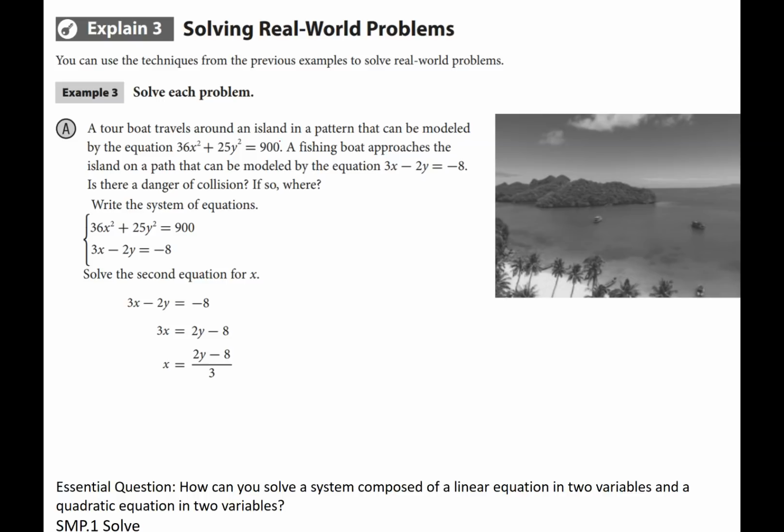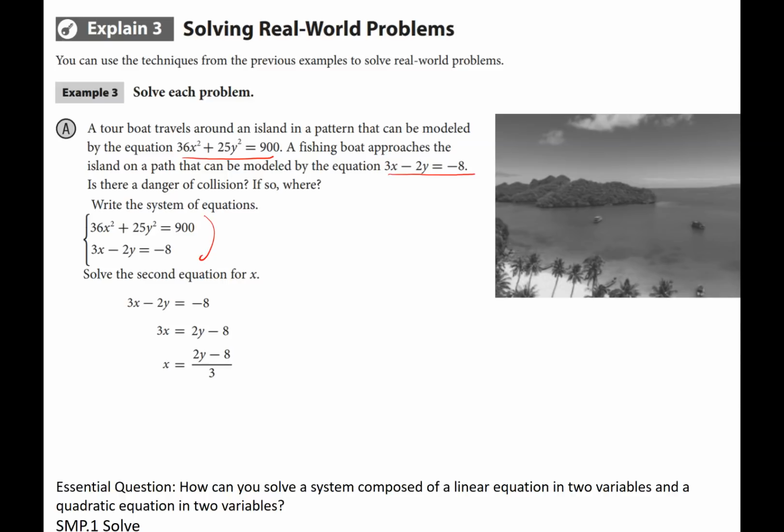So a tour boat travels around an island in a pattern that can be modeled by this equation. So look, there's one equation. It looks like it's quadratic. Actually, it looks like a circle because we've got an x squared and a y squared. A fishing boat approaches the island on a path that can be modeled by the equation x minus 2y equals -8. Is there a danger of collision? If so, where? So we're going to write the systems of equations.